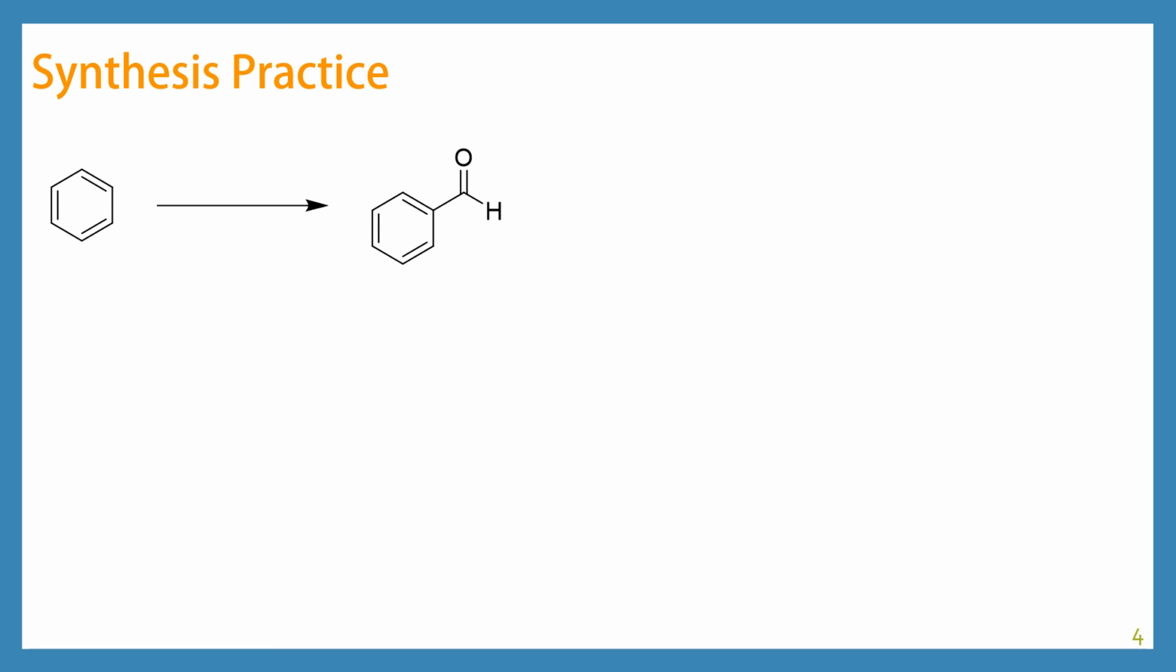Now for this synthesis, you're going to have to reach back a little further to last chapter. Notice our final product is not a ketone, so this has nothing to do with nitriles and ketones. Instead, we have to figure out how to get an extra carbon onto benzene. So go ahead and pause and take a second to work this out.